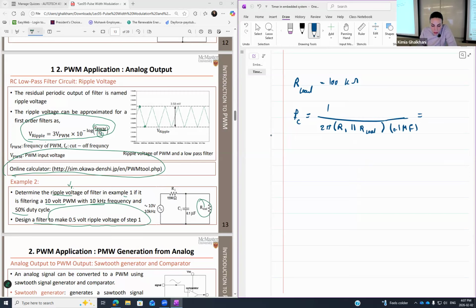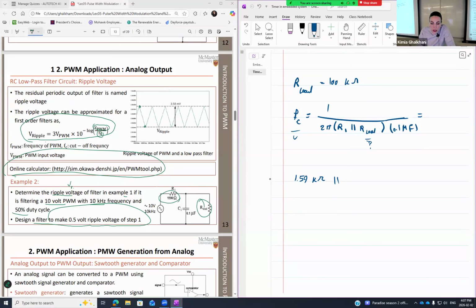Now, what is R load? Now I need to calculate the R load. R1, I have it. It's 1.59 kilo ohm from the circuit, but I do not have this one. Therefore, I have to calculate R load. And I have this one too. Therefore, I'm going to rearrange it. Then I'm going to say 1.59, because 59 is more accurate, kilo ohm.